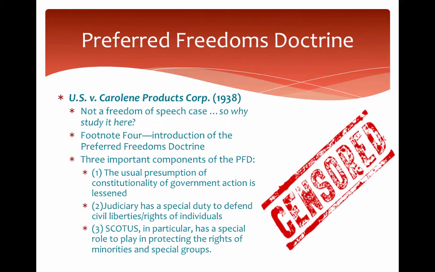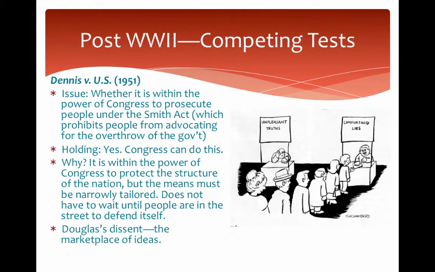And so to uphold our system of government, the Supreme Court needs to be that final check in the checks and balances. So, like I said, this has nothing to do with free speech other than to set up this preferred freedoms doctrine. But how we implement that really depends on what era we're in. As you can see, this case is from 1951, the Dennis versus U.S. case, and this is whether it is within the power of Congress to prosecute people under the Smith Act, which prohibited people from advocating the overthrow of the government.